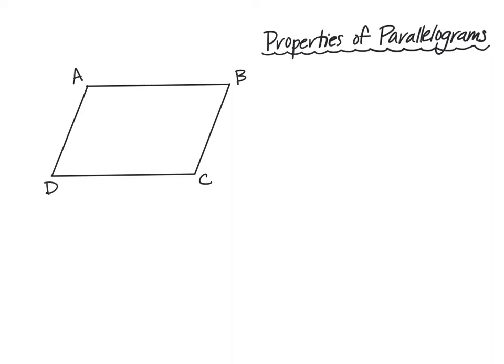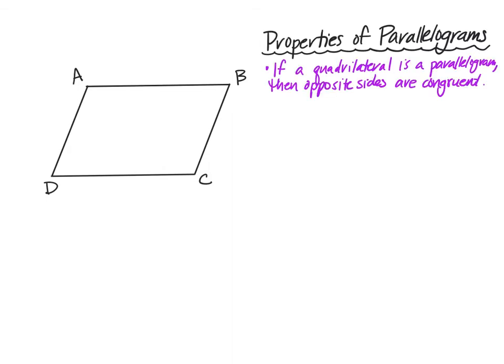Hello, this is Miss Anders, and I am going to describe to you the properties of parallelograms. A parallelogram is a type of quadrilateral, a specific type that must meet all of the following criteria. The first criterion is that if a quadrilateral is a parallelogram, then opposite sides are congruent.